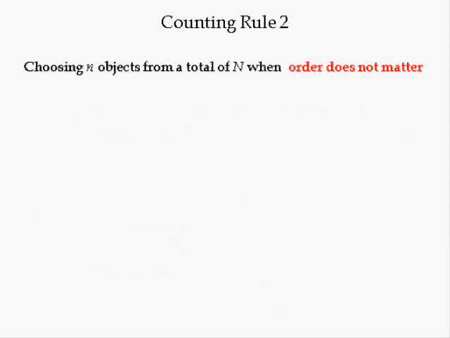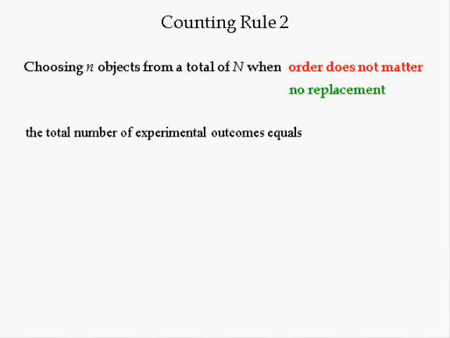Counting rule 2 applies when order does not matter and there is no replacement. The total number of experimental outcomes equals 1 divided by the red expression, which is called n factorial, times n times n minus 1, times n minus 2, yada yada yada, times n minus n plus 1. N factorial mathematically models order does not matter. The n times n minus 1 times n minus 2, yada yada yada, n minus n plus 1 models no replacement. So why does this model no replacement?